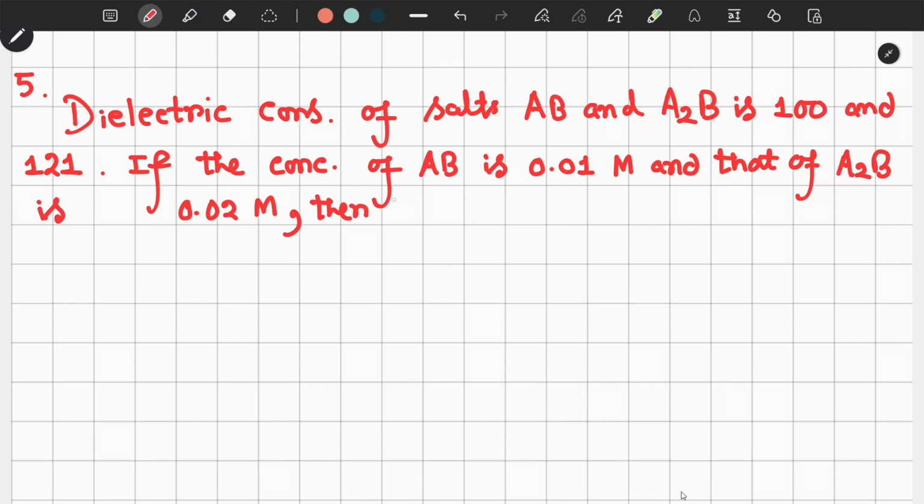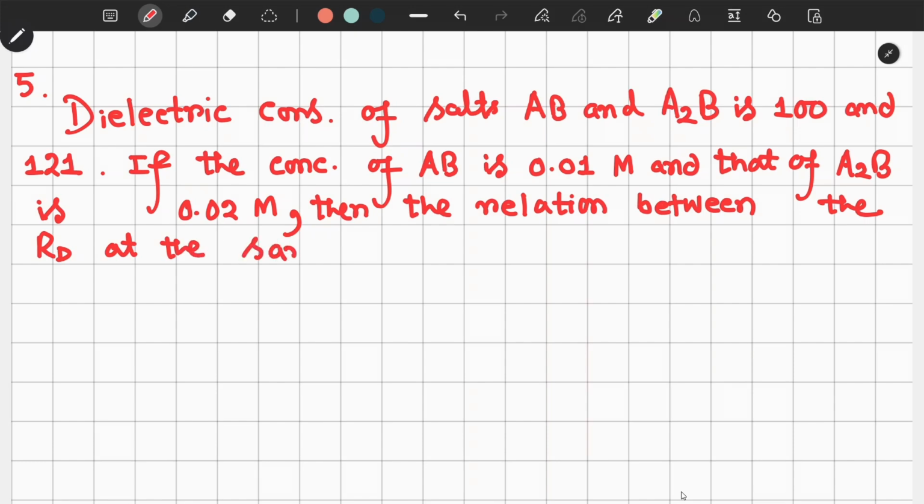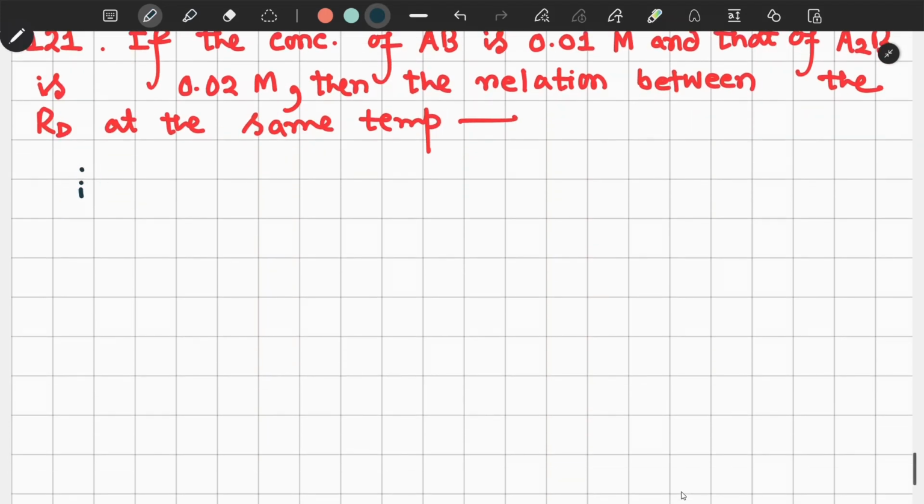then the relation between the RD at the same temperature. There are options as well, a few options. This is the first.